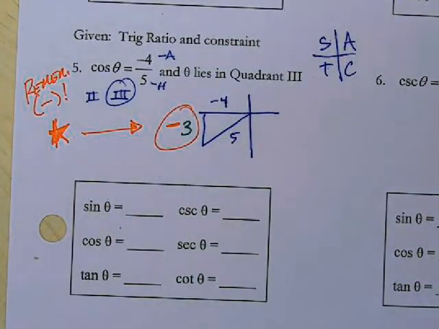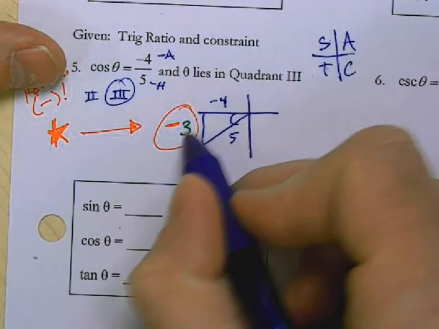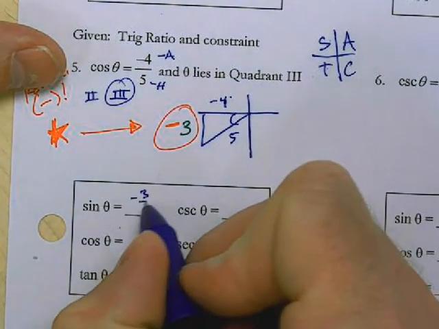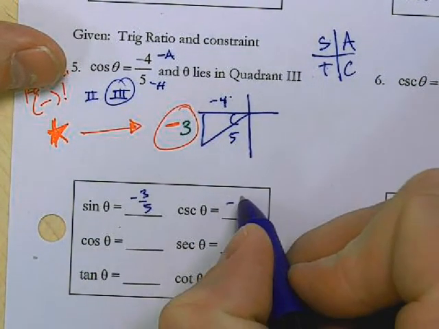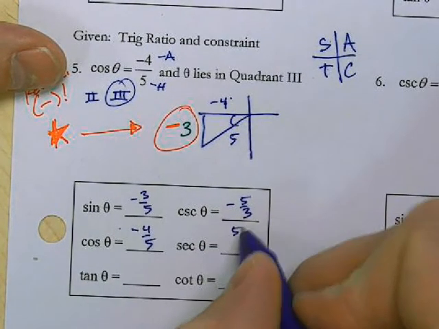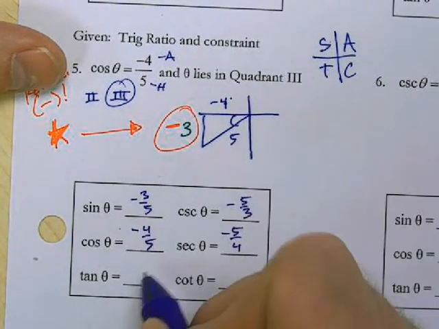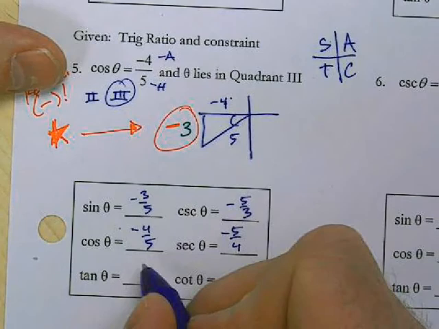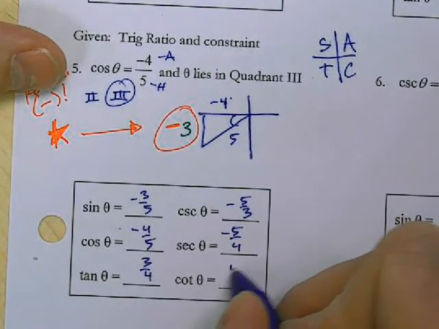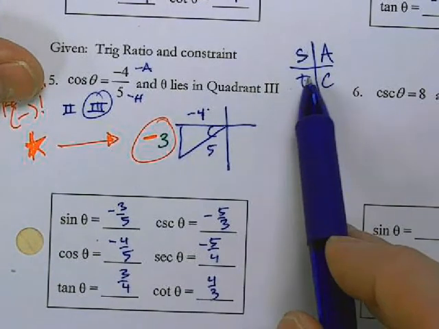Answering all these should be real easy now. Sine of the angle is the opposite over the hypotenuse, negative 3/5. Cosecant would flip that. Cosine is negative 4/5. Secant would flip that. Tangent is negative divided by negative. I knew that was going to happen in quadrant 3. Very good. Positive 3/4. And then I flip it, 4/3. Alright? And it does double check. I knew that tangent is the only thing positive, sine and cosine are negative.